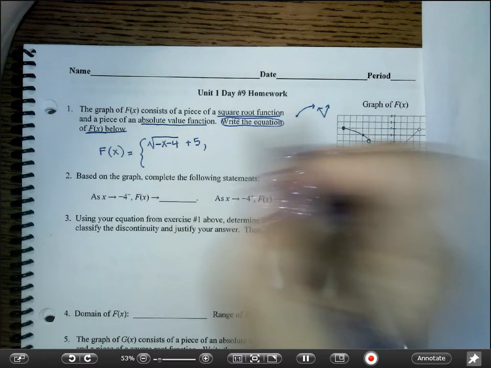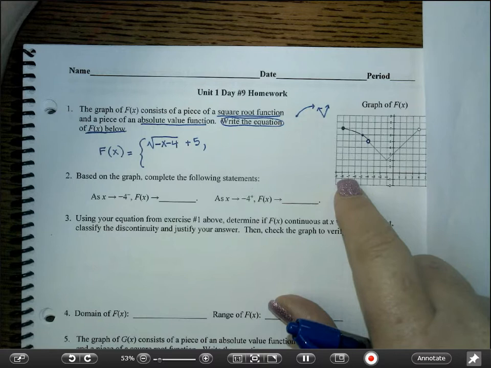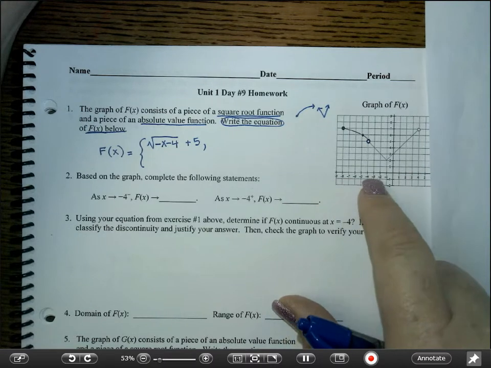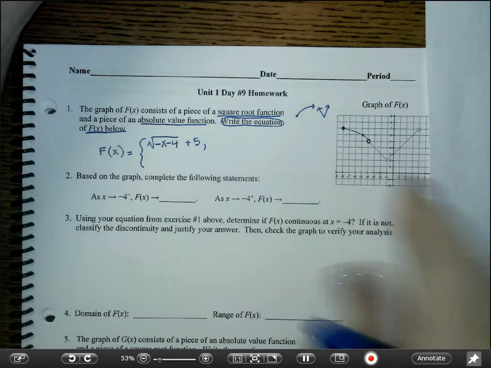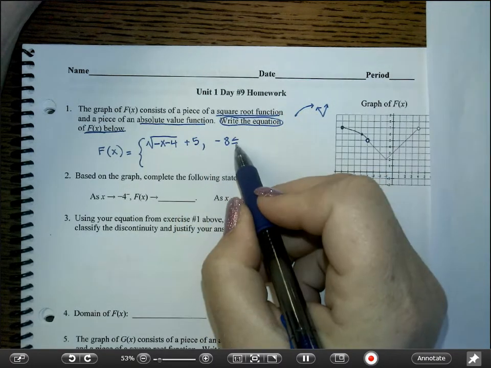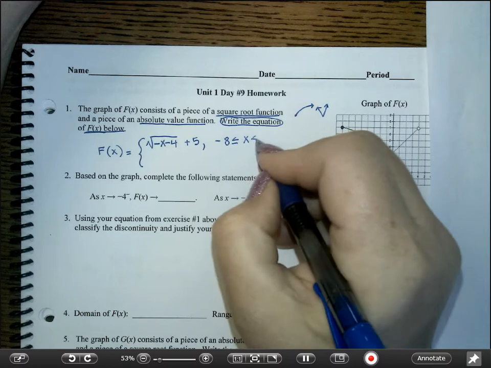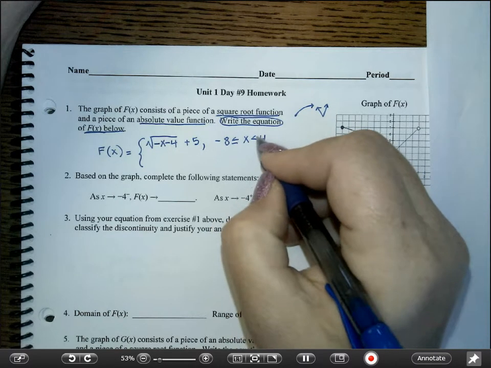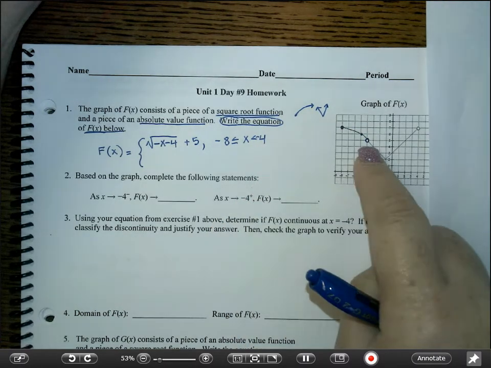And then the domain for this, notice that it works from negative 8, but not including negative 4. So we go from negative 8, which includes negative 8, so we have the equal to, and it does not include the negative 4 because it's open.